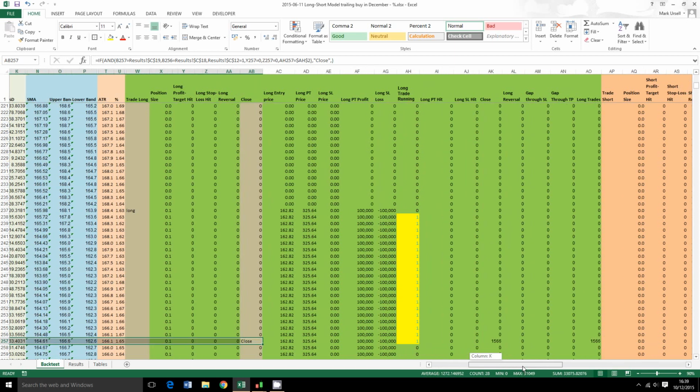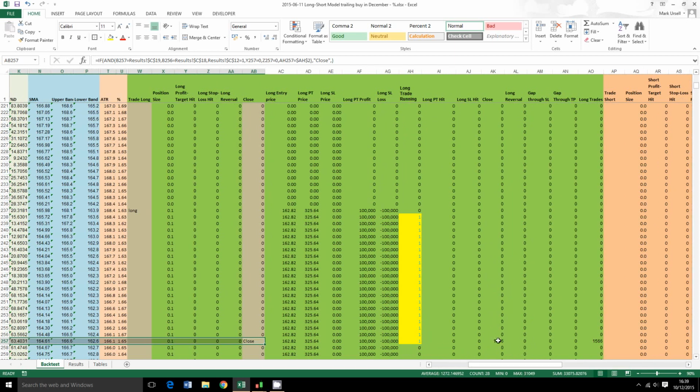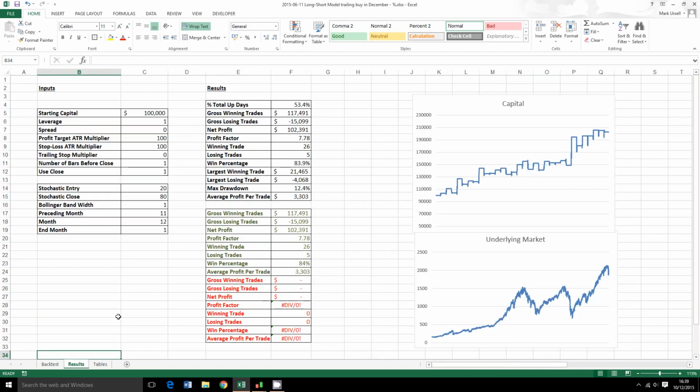If I go across, we can see that the profit and loss is recorded in this column here, and we're starting out with a notional $100,000 of capital, and so a profit here of $1,566 is around 1.6% of a gain over this particular month. Now the spreadsheet's added up and tallied all the gains, and we can see them shown here in the results table.